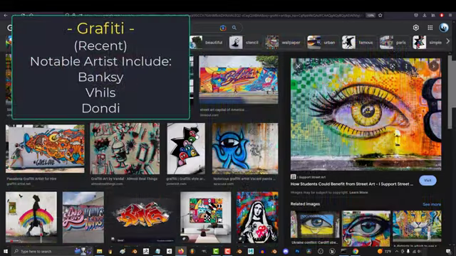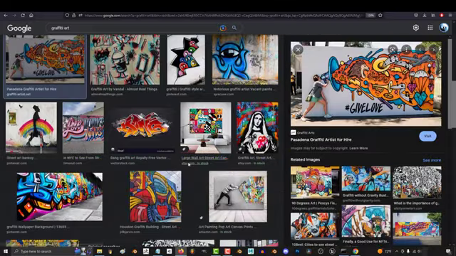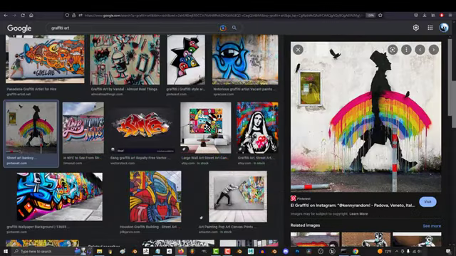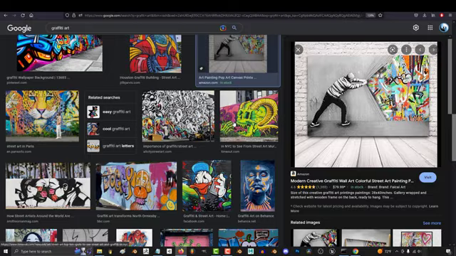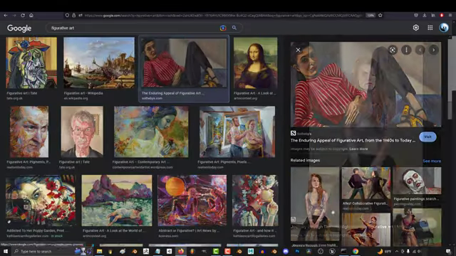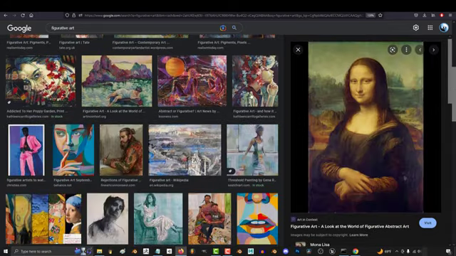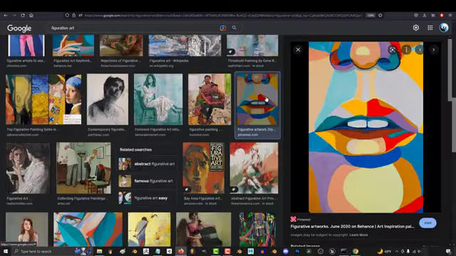Graffiti. While generally known for being painted on public walls and considered vandalism by many, it's often colorful, unrefined, and raw. Regardless of the legality of it, it's a popular style and is constantly evolving. Figurative. This tends to be any art that retains strong references to the real world. When you're looking at this kind of art, you can easily identify what the shapes are supposed to be and what they're supposed to represent.